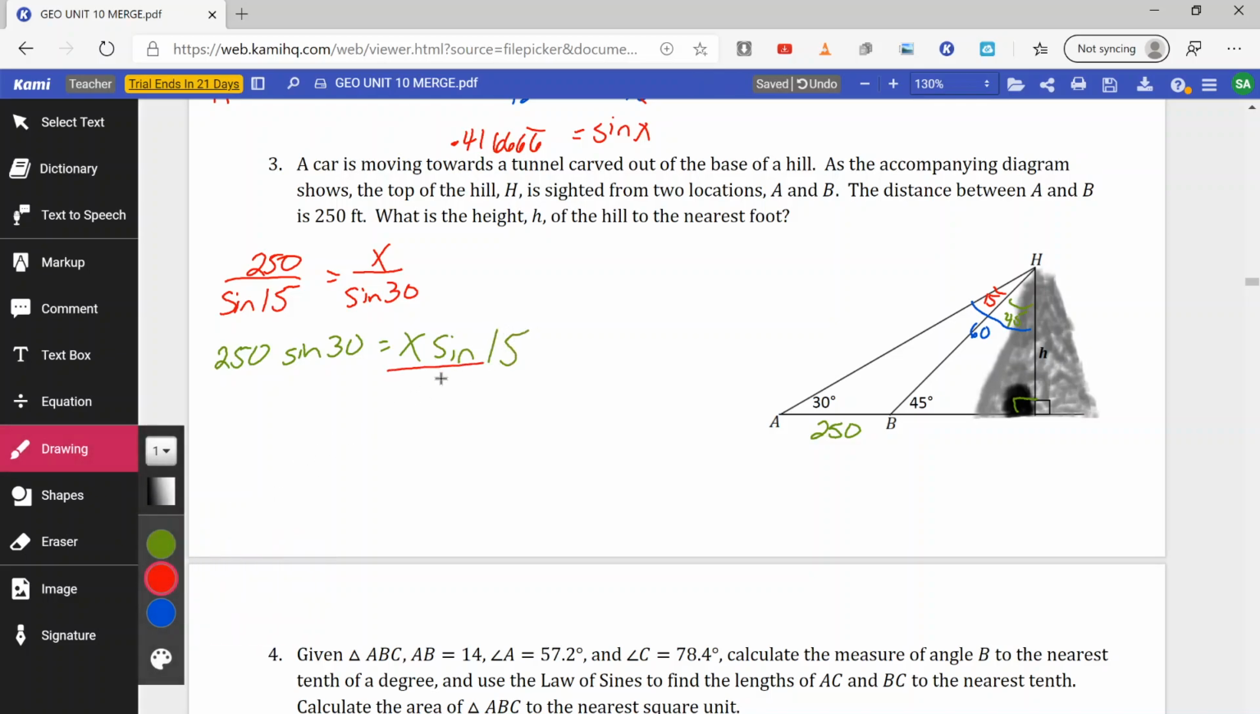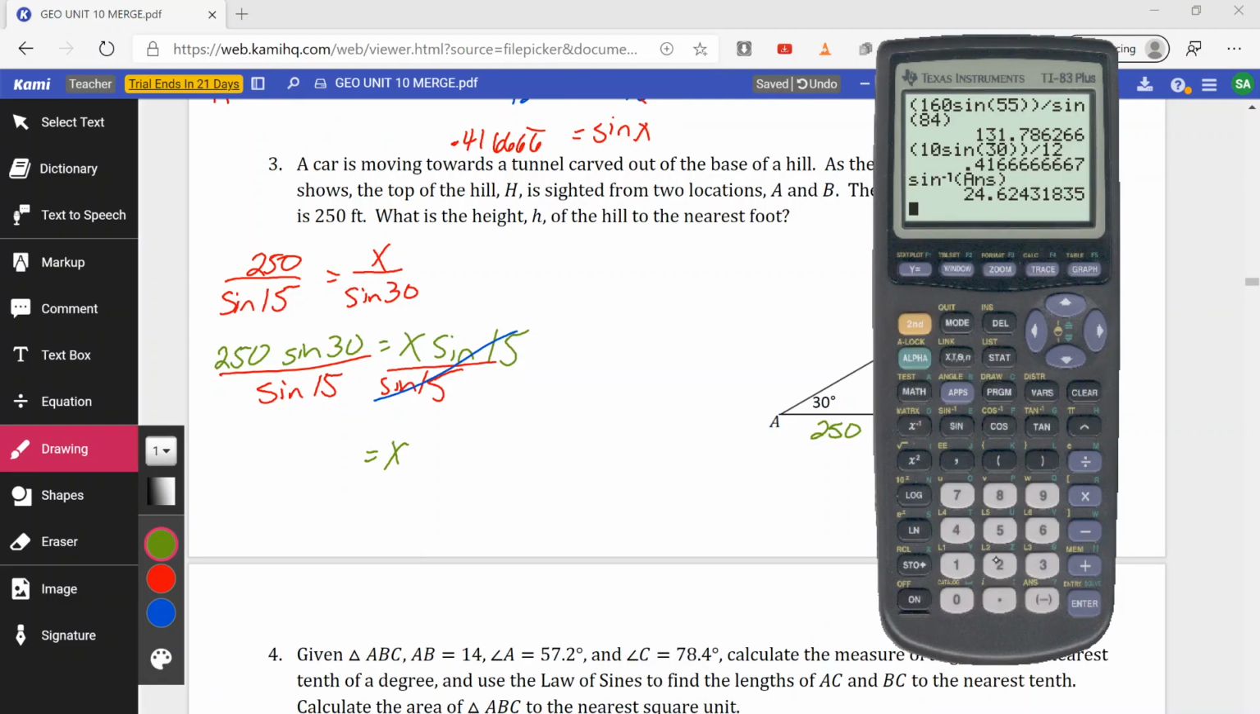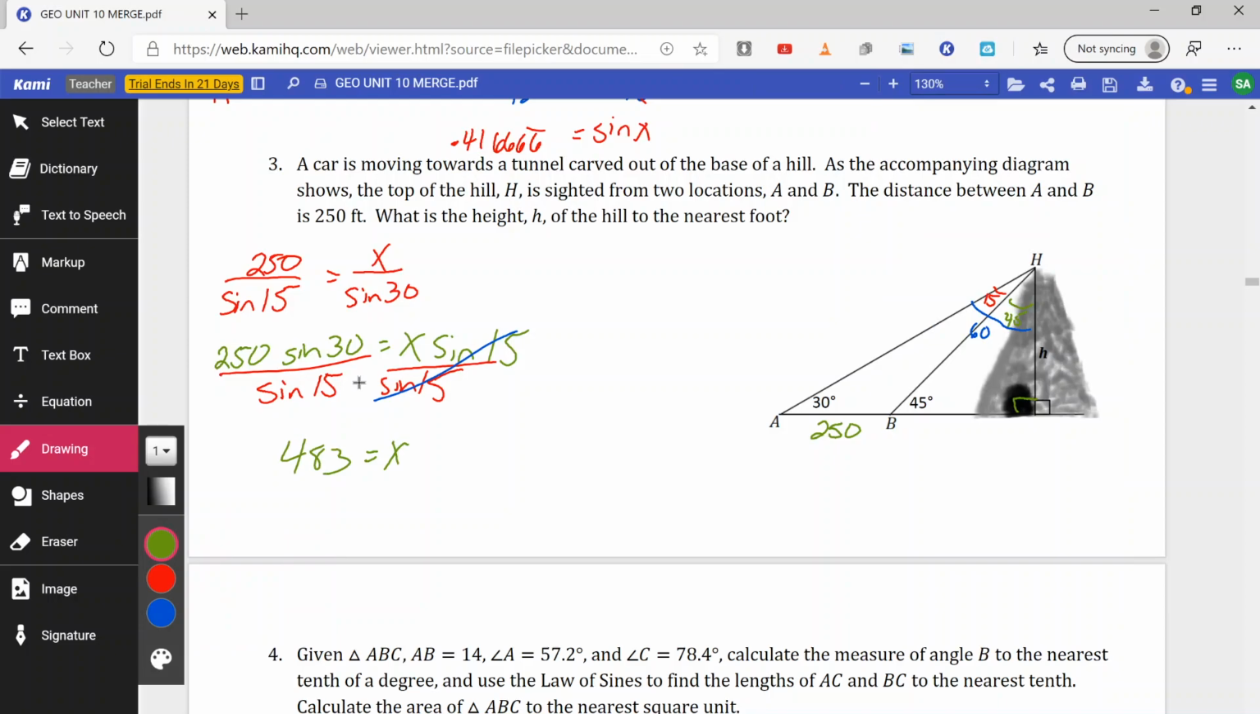So we'll divide by the sine of 15 on both sides. So we get x equals 250 times the sine of 30 divided by the sine of 15. And we get 483 once we round. So we have 483 feet for length B to H.